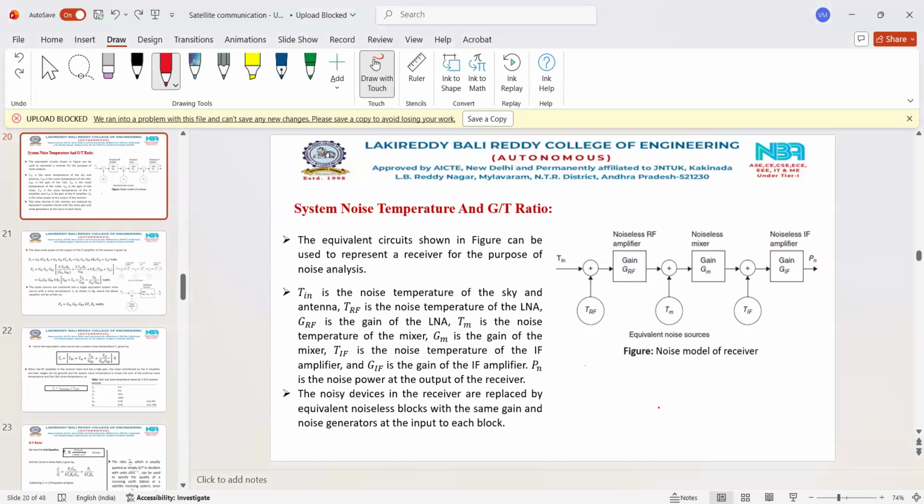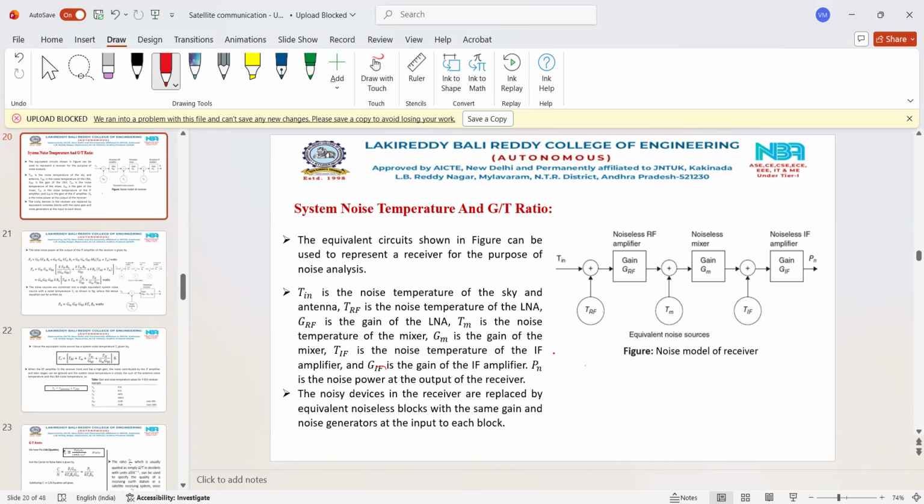Hello everyone. Today I would like to share about system noise temperature and G by T ratio. To know about the system noise temperature, here we are considering the receiver model of the superheterodyne receiver.